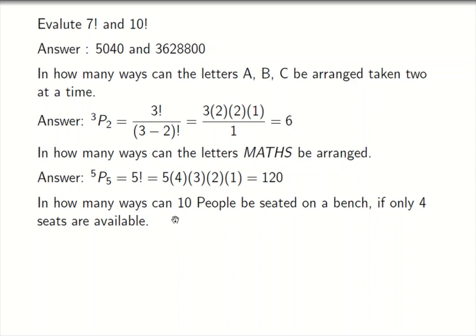Okay, so in doing this, we call for permutation. And so this becomes 10 permutation 4, and that is equal to 5040. Okay. Now, let's look at some permutations here. Permutations with identical objects. Okay.